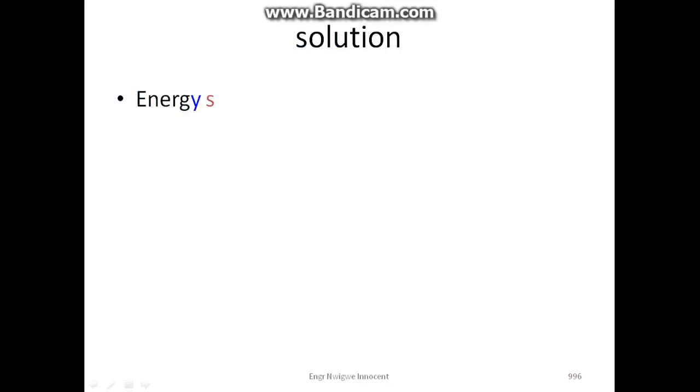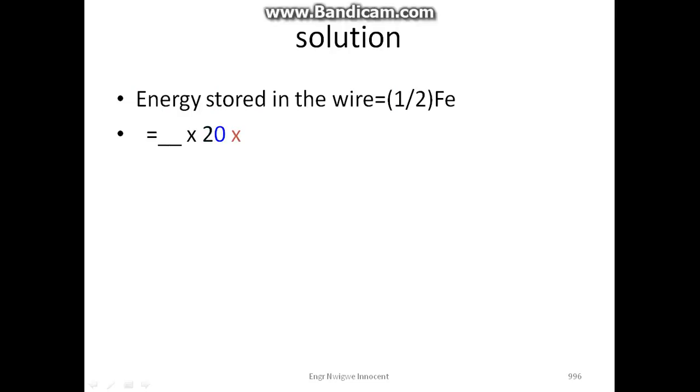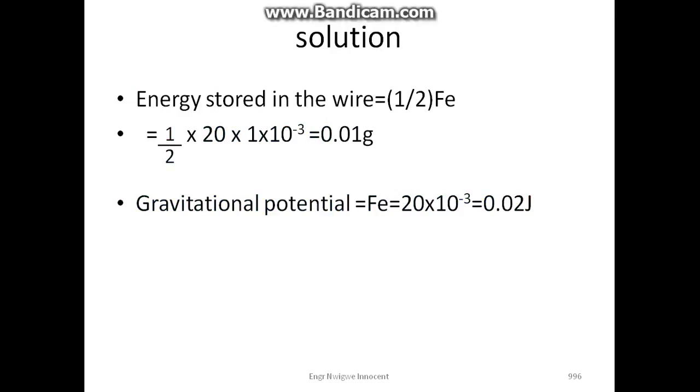is equals to half Fe, which is equals to half times 20 times 1 times 10 raised to power minus 3, which is equals to 0.01 gram. Gravitational potential is equals to Fe equals to 20 times 10 raised to power minus 3, which is equals to 0.02 joules.